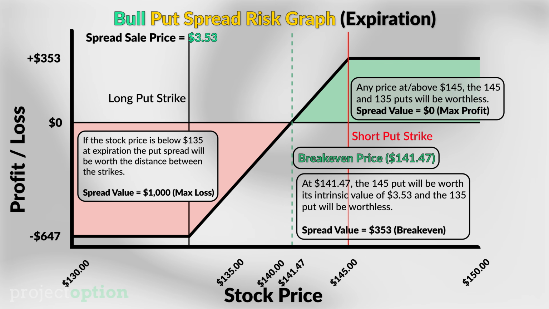If the stock price is below $135 at expiration, then the put spread will be worth its maximum value of $10, which again is the distance between the two strike prices. So if I shorted this spread initially and collected $353 in premium and the value increased to $1,000, which is its maximum value, then I will lose $647.